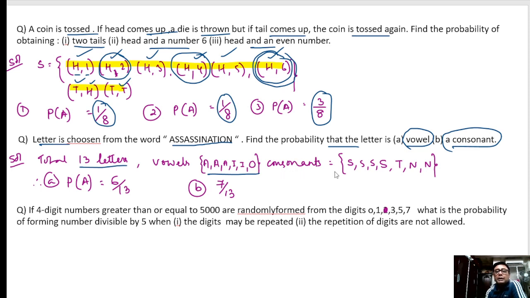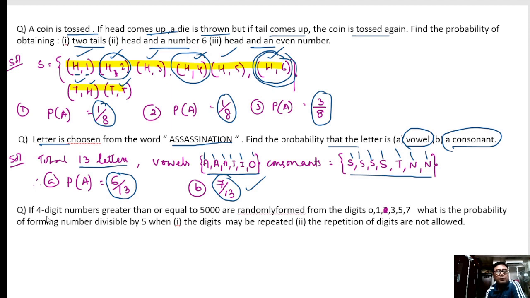Okay. And the consonants are these. So total vowels are 1, 2, 3, 4, 5, 6. So any one of the 6 I can choose out of 13. And if I want to choose a consonant, 1, 2, 3, 4, 5, 6, 7. So any one of the 7 I can choose as a consonant.